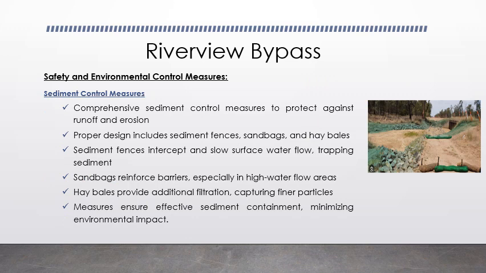Now we'll discuss the safety and environmental control measures for the Riverview Bypass project. First of which is the sediment control measures. We will provide effective sediment control measures in this project, which include the sediment fans, sandbags, and hay bales, as per the design. These measures ensure effective sediment containment and minimize environmental impact.